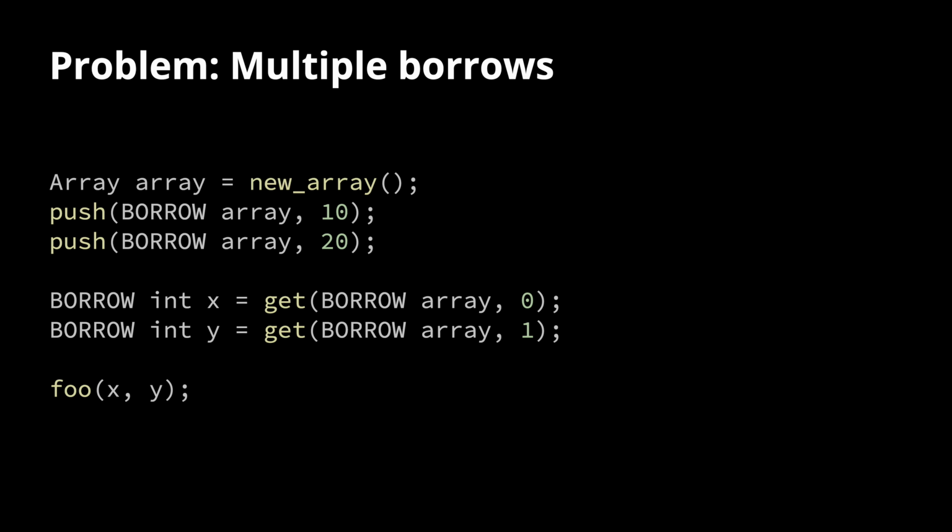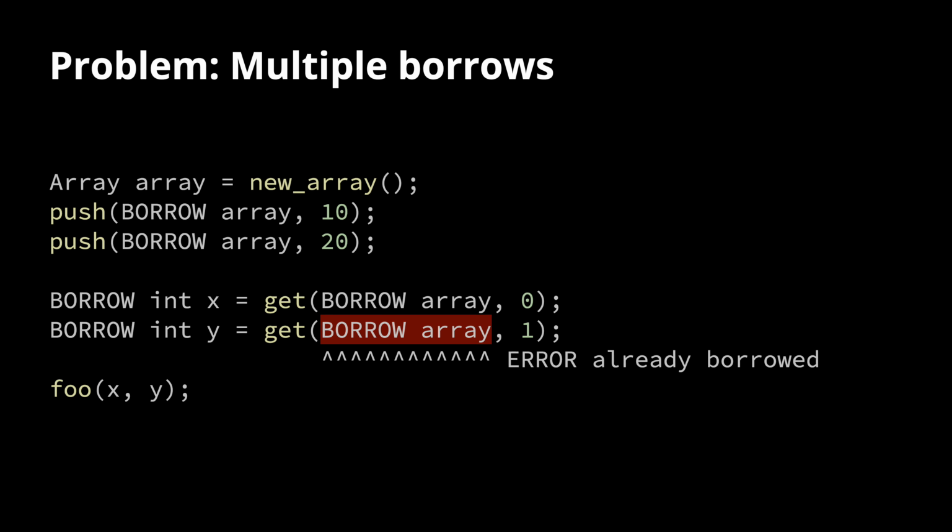Are there any limits to this? What if I want to access multiple items at once? Will this compile? Can I call get twice and hold pointers to both items at once? No. Because when I call get the first time, array is borrowed for as long as x is in use. And if I try to call get again, well, I can't borrow array again. Borrows are exclusive, so I get an error.